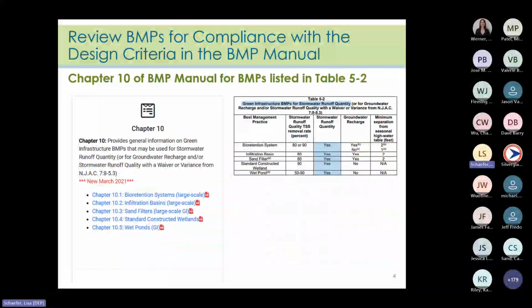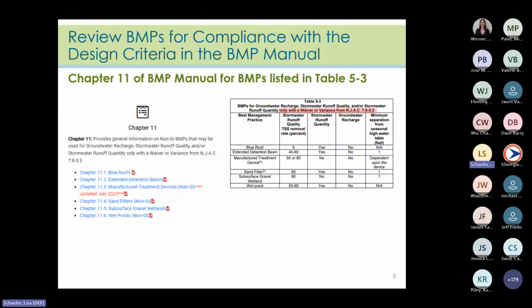All right, so here are the BMP chapters for GI BMPs that can be used for stormwater runoff quantity control. The first 3 are basically the big brother versions of the small scale systems found in chapter 9. Take note that if you want to use these BMPs for water quality or groundwater recharge, then you will need to make sure there is a waiver or variance that's properly put in place. And Manesh will go over variances in Module 4.